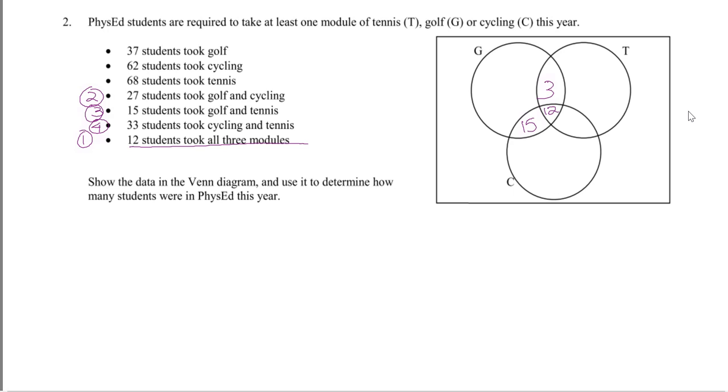Okay, what number goes here? 21. Right, so 33. So read these carefully. Does it say golf and cycling? Does it say only golf and cycling?